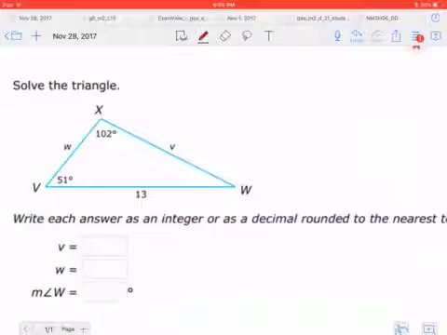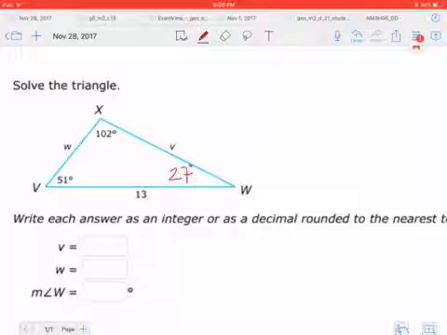Alright, here's an example of law of sines. If you get to this point in the 80s, which everybody should have no problem doing, you know why it's law of sines. We don't have to use law of cosines on it. We're going to get the third angle. 102 and 51 makes 153, so that's going to be 27 degrees.